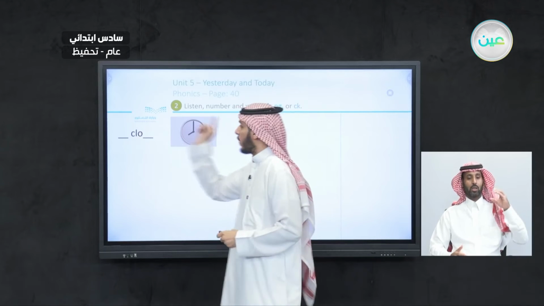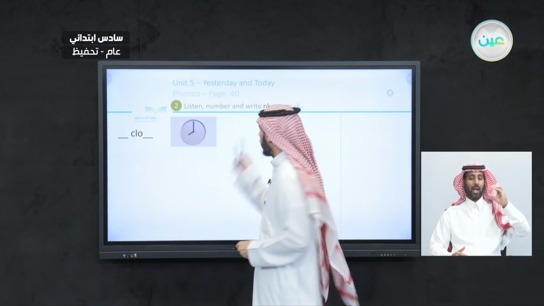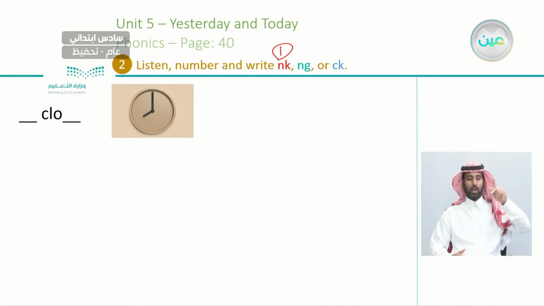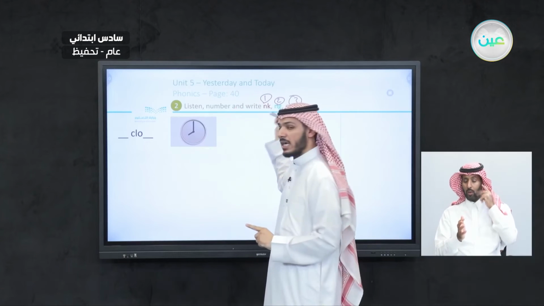Okay, is it number 1? If it's number 1, that means what? It's NK. Okay, if it's NK, we will write number 1. If it's NG, this is number 2. If it's CK, this is number 3. Okay, now let's listen to this word and tell me after that, is it NK, NG, or CK?